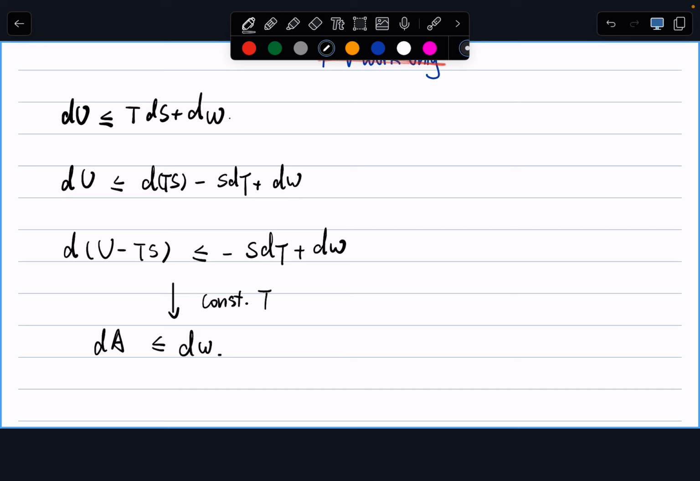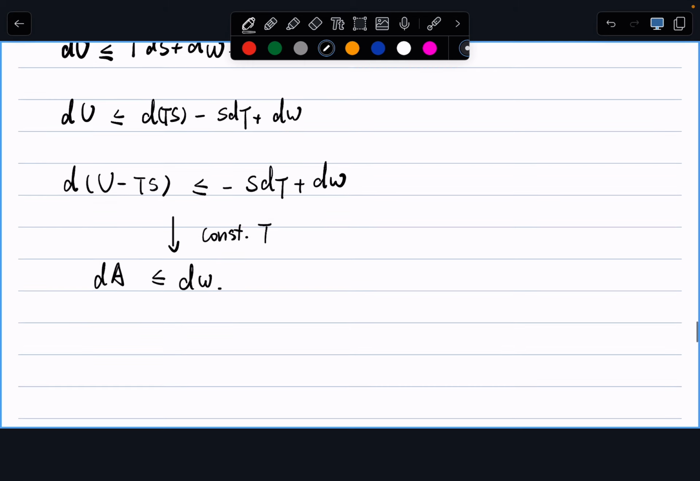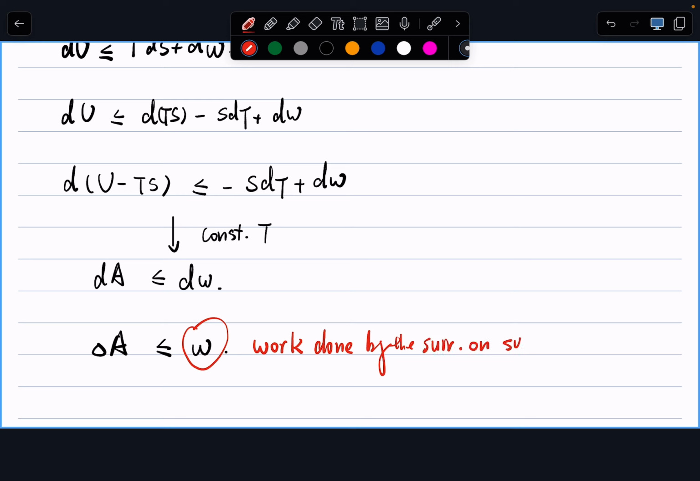Right, so for any kind of finite process, you can integrate on both sides. So we get delta A smaller than or equal to W. Now what is this W? This is the work done by the surrounding on the system.